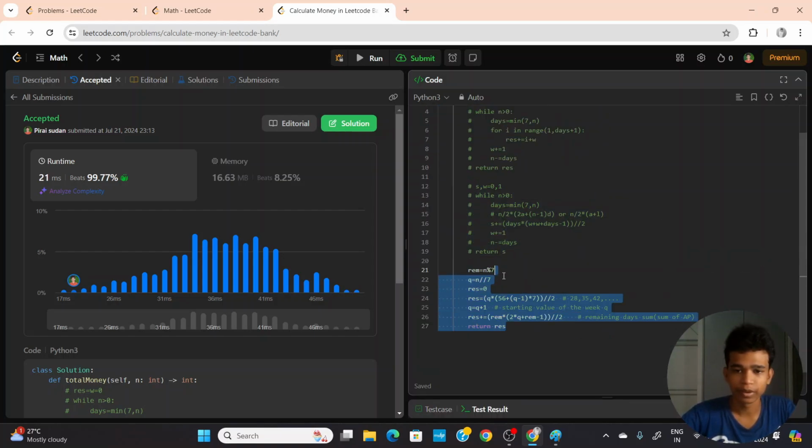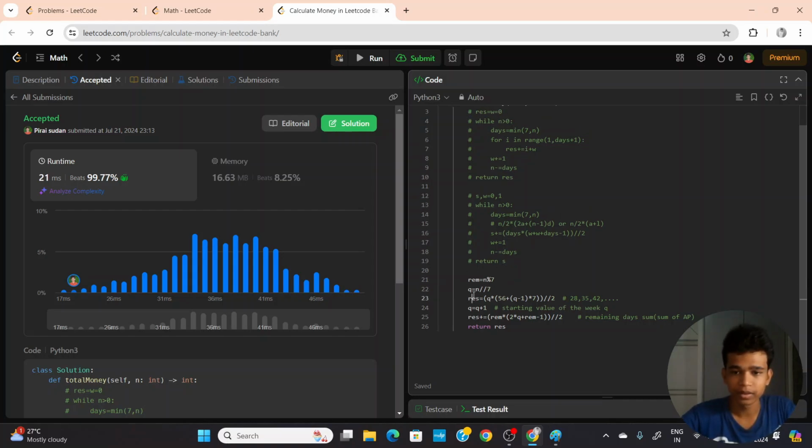See here, this is my code. First of all, I'm taking the remaining days. Then I'm taking weeks. How many complete weeks does it take? Now, result is equal to 0. Now, result is equal to Q into weeks. How many weeks? Weeks divided by 2. That's what I have done here.